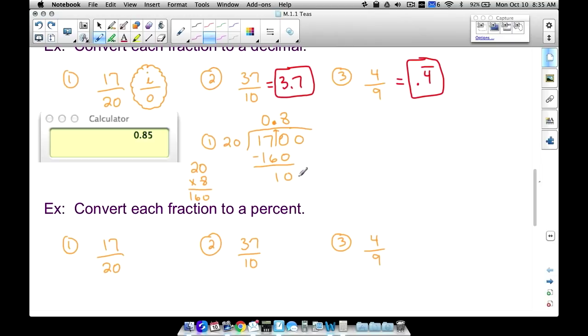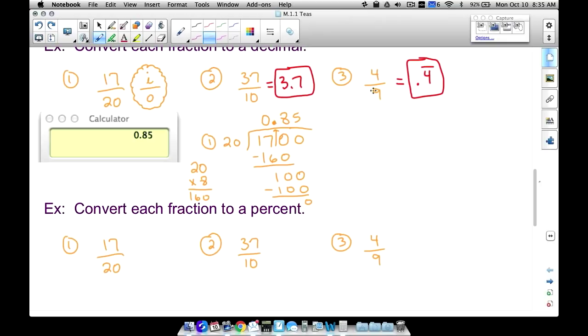One more zero here, so boom. 20 goes into 100 how many times? 5 times exactly. And notice when we subtract, we get a remainder of 0. So look at that, 0.85. That's exactly what we got from the calculator. Pretty cool, huh? And you can do the same thing with this one.